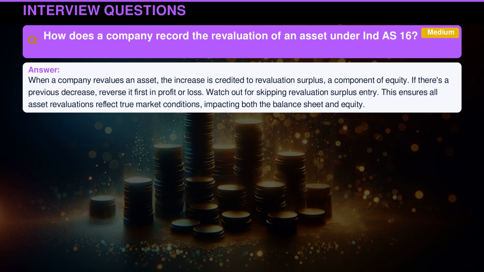When a company revalues an asset, the increase is credited to revaluation surplus, a component of equity. If there's a previous decrease, reverse it first in profit or loss. Watch out for skipping revaluation surplus entry. This ensures all asset revaluations reflect true market conditions, impacting both the balance sheet and equity.